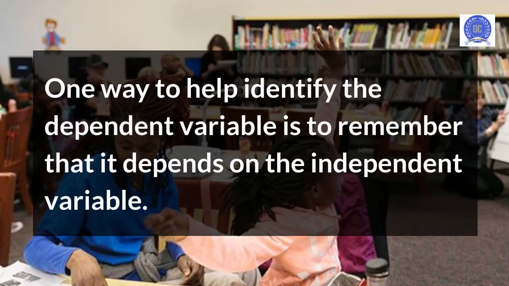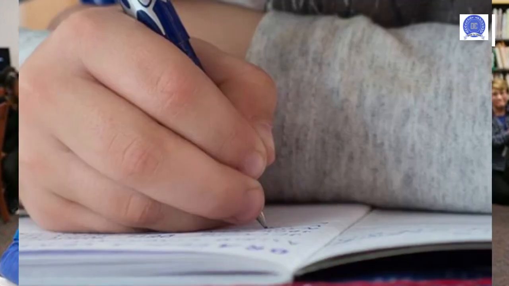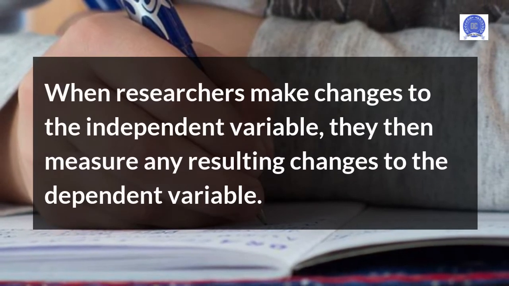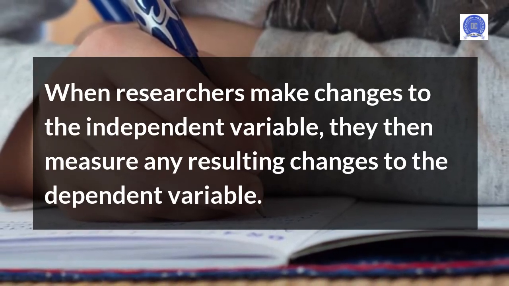One way to help identify the dependent variable is to remember that it depends on the independent variable. When researchers make changes to the independent variable, they then measure any resulting changes to the dependent variable.